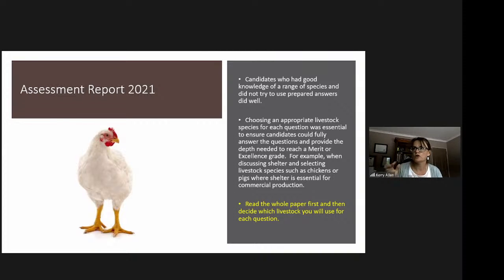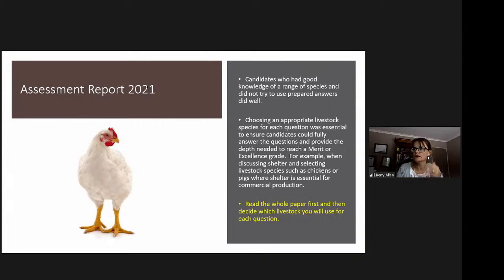Okay. So what I'm going to say in the next bit is you do need to read the whole paper first before you decide on your livestock and your management practices. Don't just rush into the first question, because you might find your livestock doesn't allow you to go all the way to excellence, or you have a lot of knowledge on a particular livestock, and that is going to be really good for a particular question. So if you knew a lot about what you just talked about, you would be able to put that into a particular question.